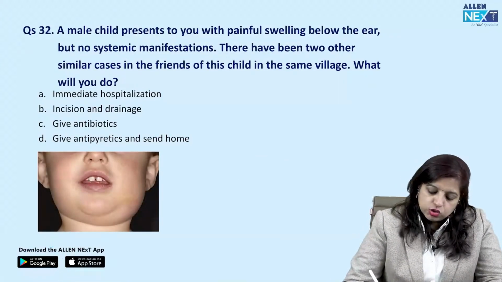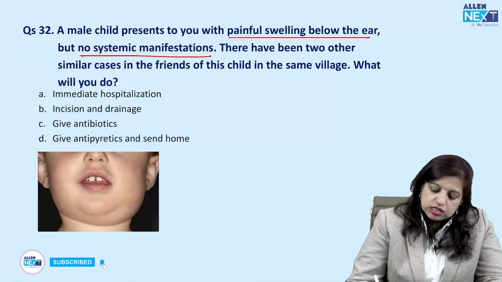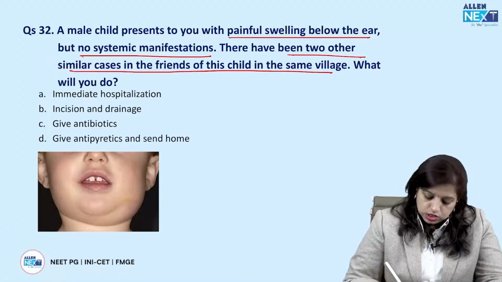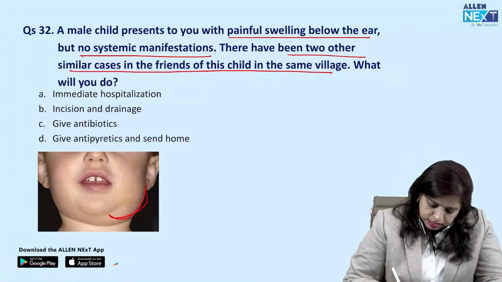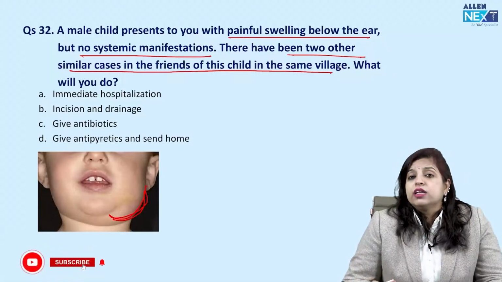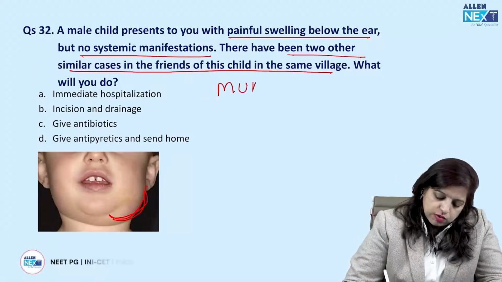A male child presents to you with painful swelling below the ear but no systemic manifestation. There have been 2 other similar cases among the friends in this village. What will you do? So you can see there's a good swelling below the ear, right? And it's a painful swelling occurring in other children also, and this is most likely a communicable infectious disease. So what are we talking about? We are talking about mumps.